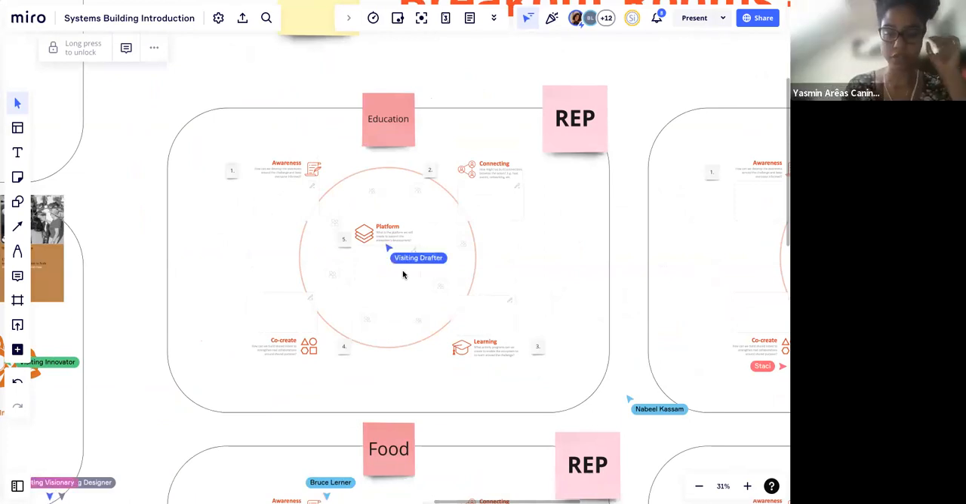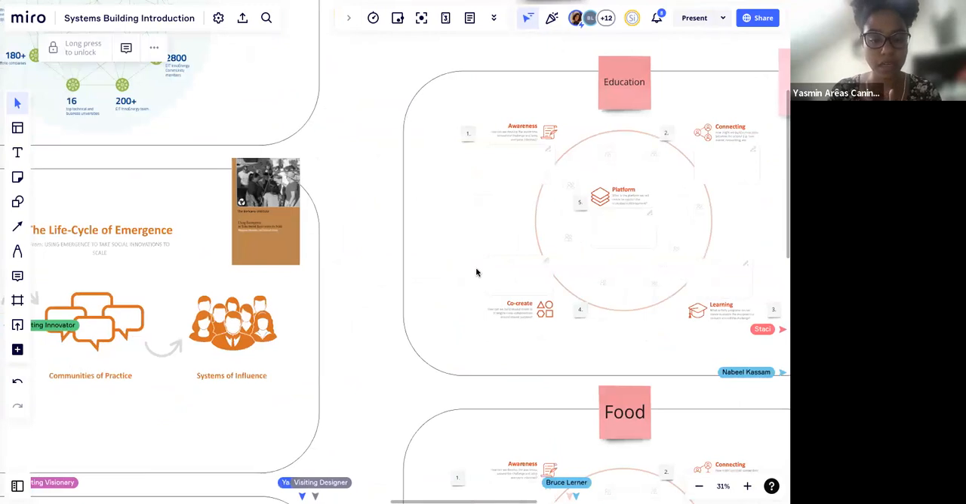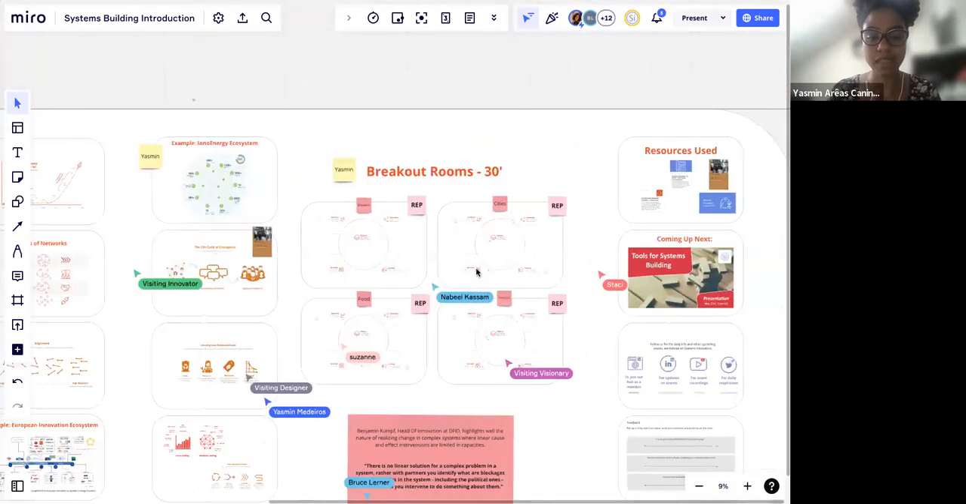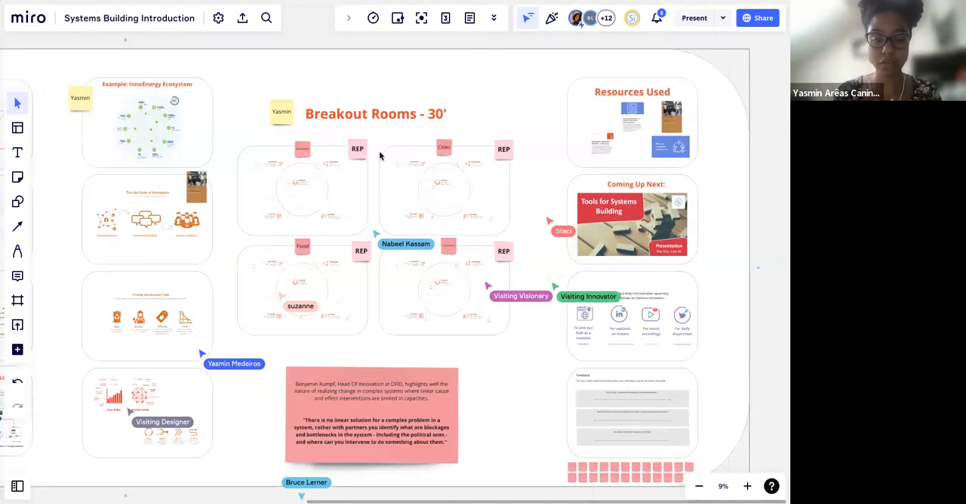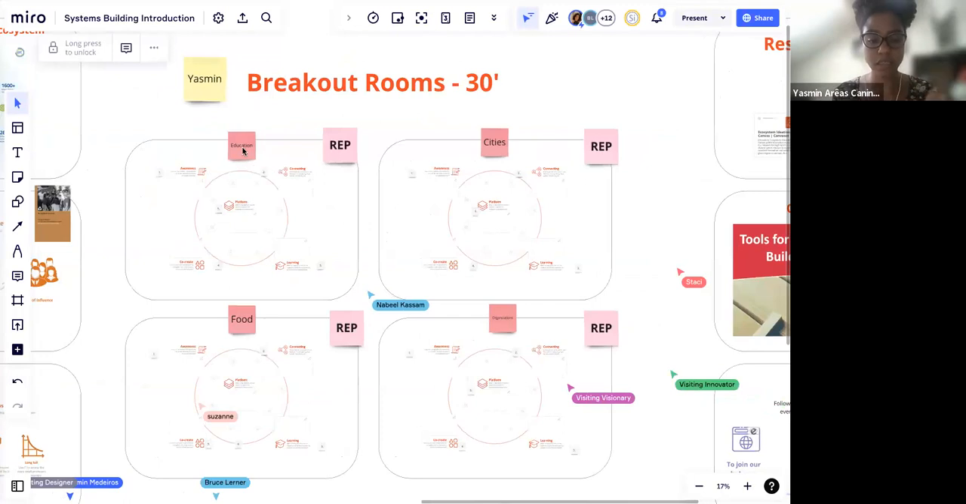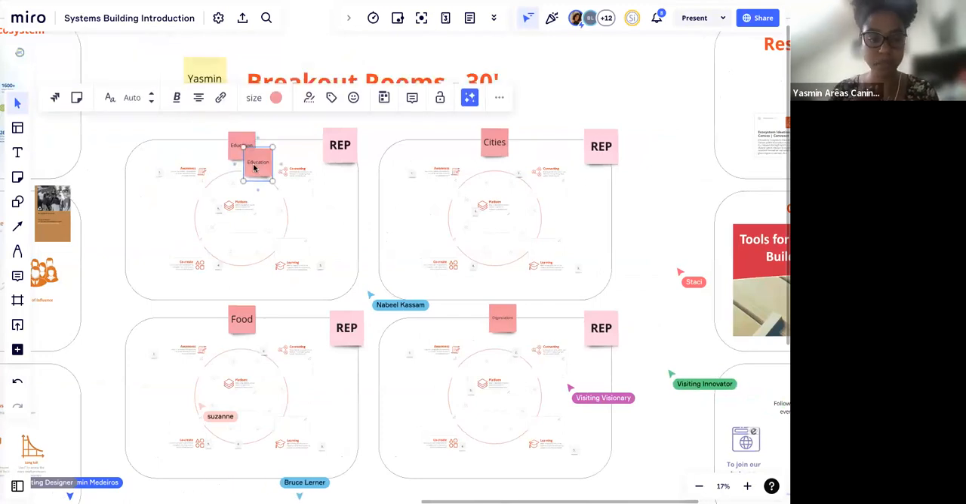The idea now is to go to the breakout rooms. And as I've added the key topics there, I'm going to open the breakout rooms and you can choose the topic that you're interested in discussing. So education, cities, food, organizations.